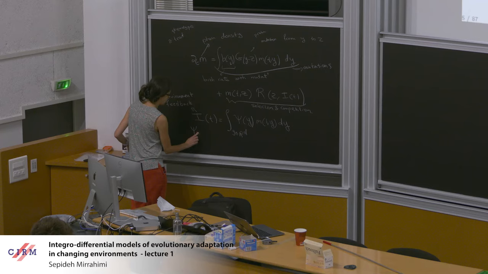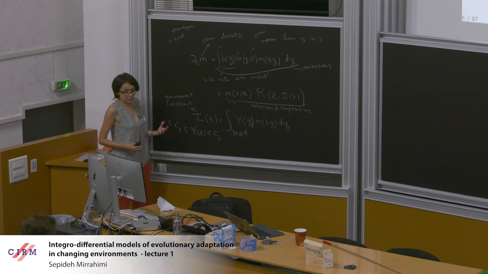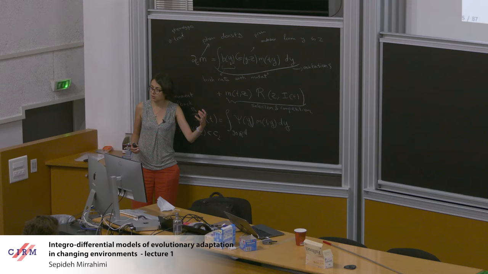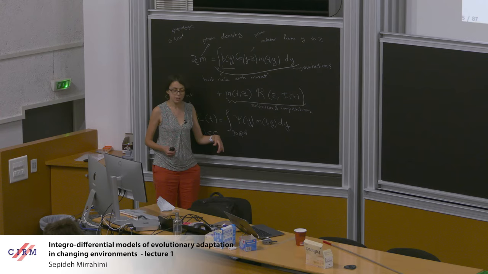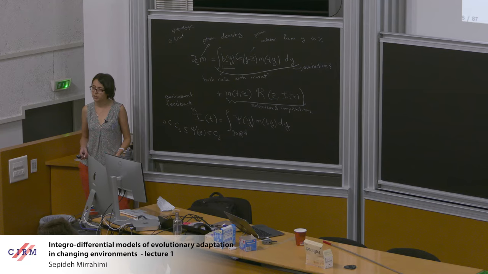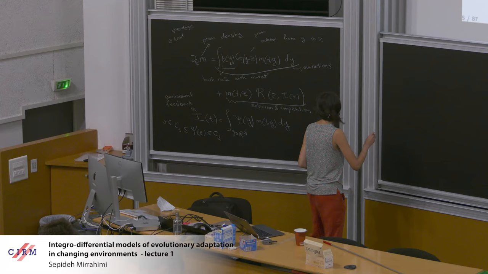And what does it describe? It could, for instance, be interpreted as the consumption rate of a certain nutrient, okay? So psi of y would be how the trait y consumes the nutrient, and the integral of psi of y, m of t of y, dy would give the total consumption of the population, okay? And r of z and I would be a function of that, and it would be a decreasing function.